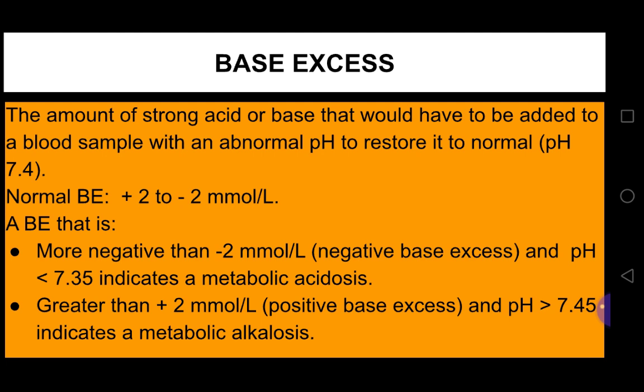A base excess that is more negative than -2 millimole per liter is called negative base excess. And if pH is less than 7.35, a negative base excess indicates a metabolic acidosis. A base excess which is greater than +2 millimole per liter is positive base excess, and a pH more than 7.45 with this greater than +2 millimole or positive base excess indicates a metabolic alkalosis.